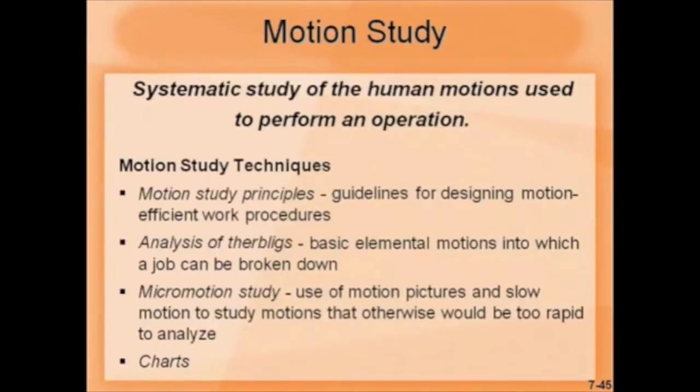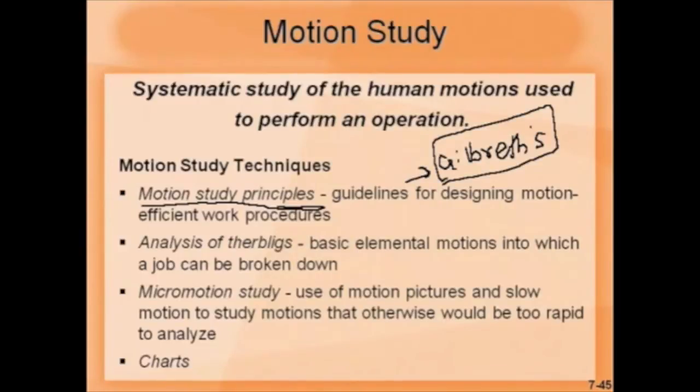Another tool people use is called motion study. So it is systematic study of human motions used to perform an operation. Some of the techniques people use is motion study principles. Now, these principles are mostly based on Gilbreth's work. So Gilbreth has done a lot of work in this area. They use a metric called Therblig. Therblig actually is Gilbreth spelled backward. So analysis of Therbligs means basic elemental motions into which a job can be broken down.